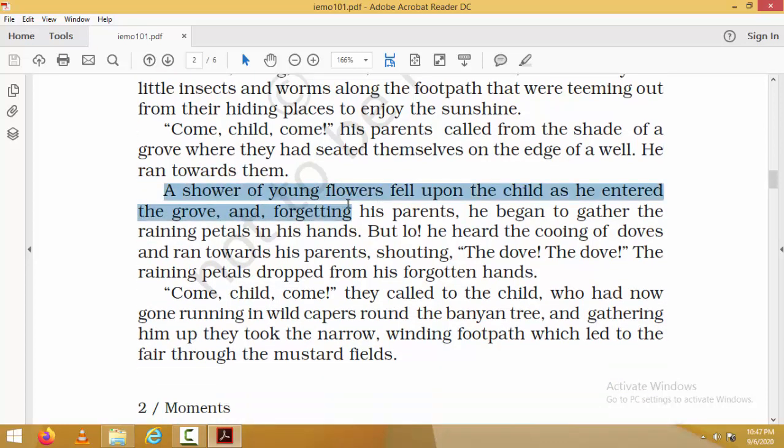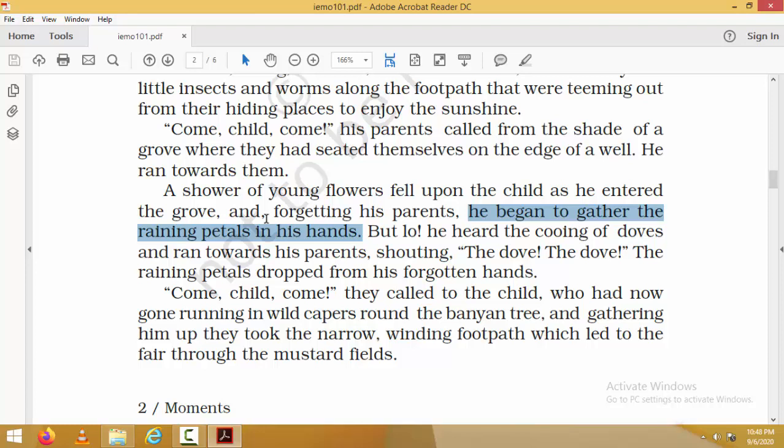A shower of young flowers fell upon the child as he entered the grove. Many flowers just fell upon the child as he entered the grove, and forgetting his parents, he began to gather the raining petals in his hands.